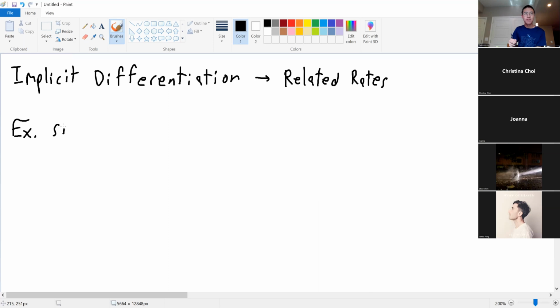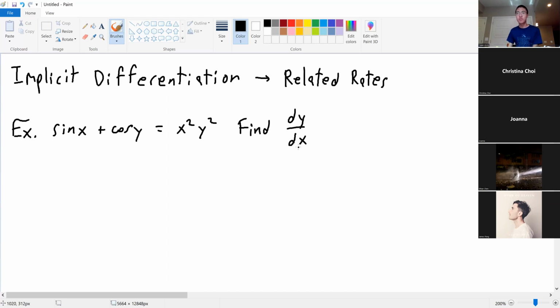So if we have, say, sine of x plus cosine of y is equal to x squared y squared, and we want to find dy/dx, the derivative of y with respect to x. What this tells us is, well, first of all, y is a function of x, such that we have y of x. You can imagine it being like y of x equals blah, blah, blah. And we want the derivative. We want to find the rate of change of y with respect to x.